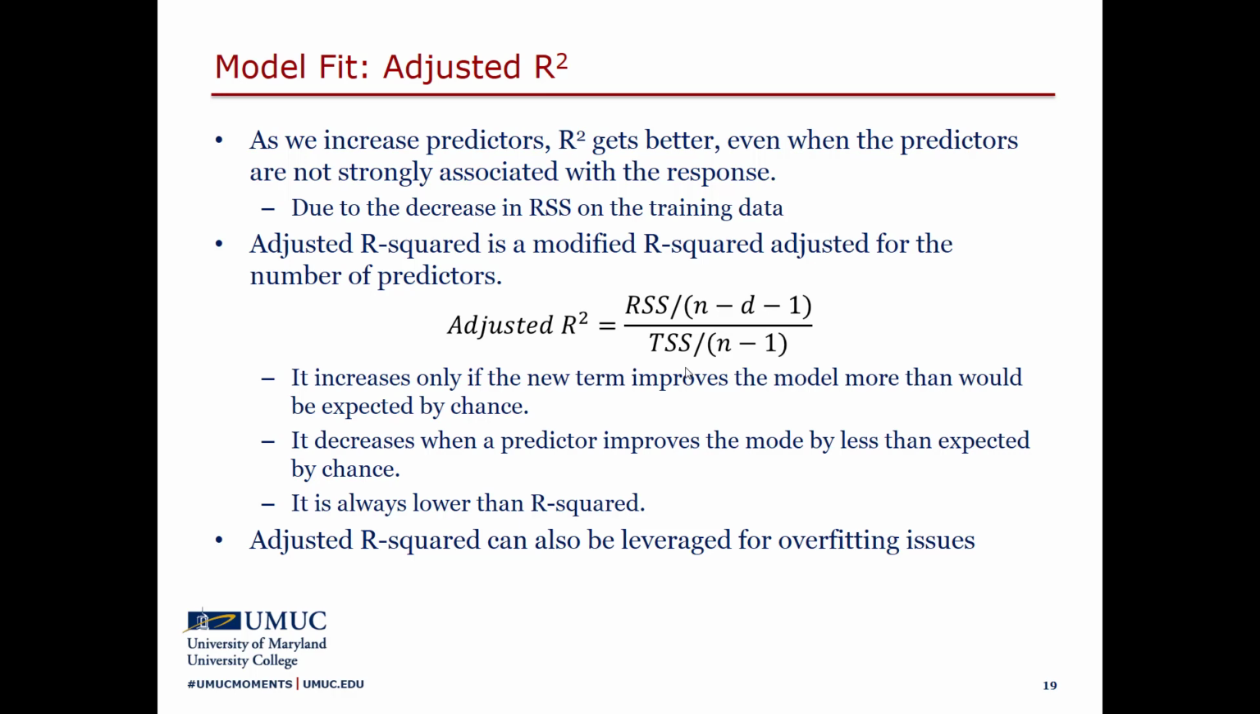Which means it decreases when the predictor improves the model by less than expected by chance, and it's always lower than R squared. The maximum it can be is equal to the R squared. That means if there is a true relation between all the predictors, R squared would be the same as adjusted R squared. But otherwise, it will always be smaller than R squared because it will adjust, because of these terms here.